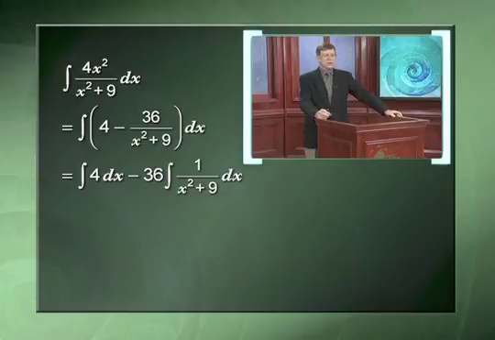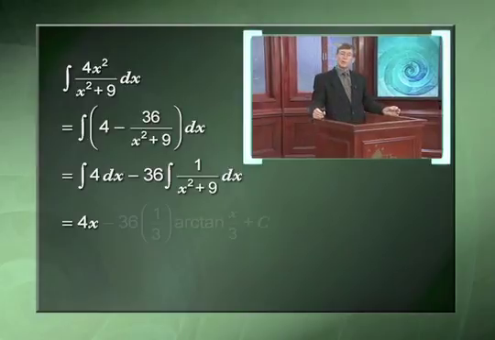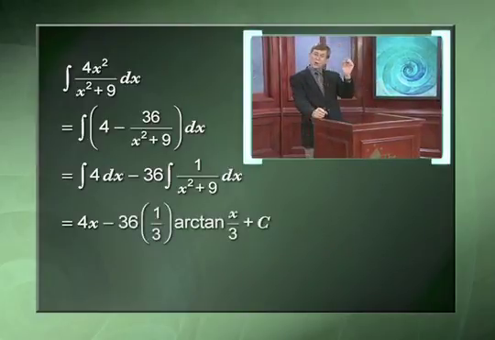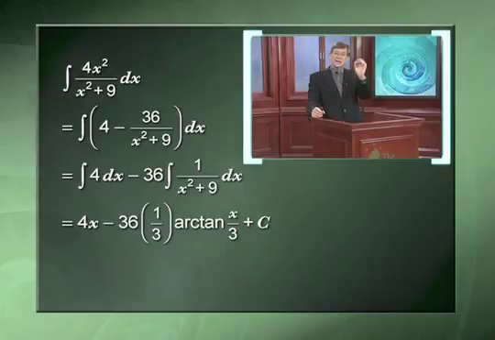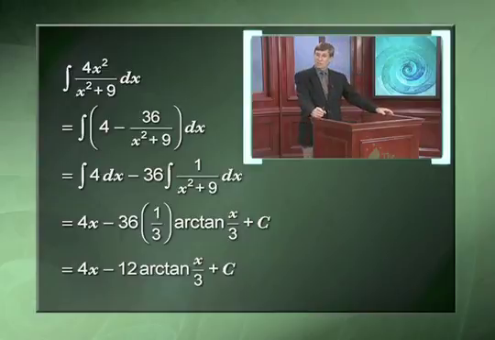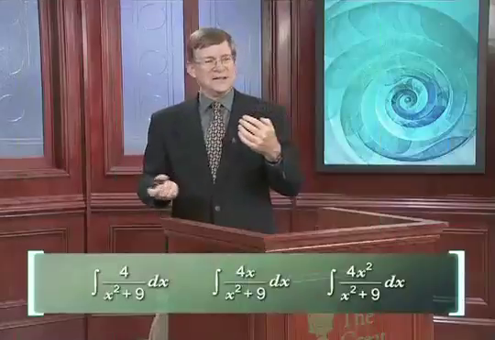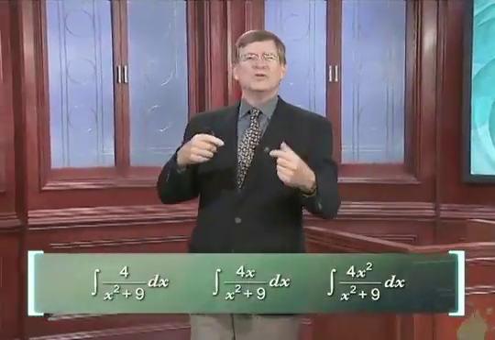Okay, how about that first integral? That's pretty easy. That's just 4x. How about that second one? Oh, that's an arctangent again, isn't it? So the second one will be minus 36 times 1/3 arctangent x over 3 plus a constant. And if you want, you could multiply it out to get 4x minus 12 arctangent x over 3 plus a constant.